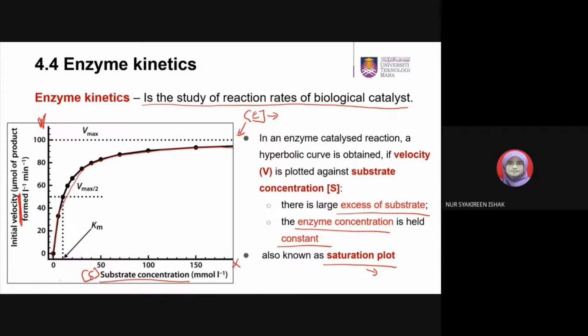You have a fixed amount of enzyme, but you keep on increasing the substrate concentration, so you will reach a maximum point, which we call the maximum velocity. Vmax is when all the active sites of the enzyme are occupied by substrate. So you get a saturation plot because you have a fixed amount of enzyme but keep increasing the substrate concentration.